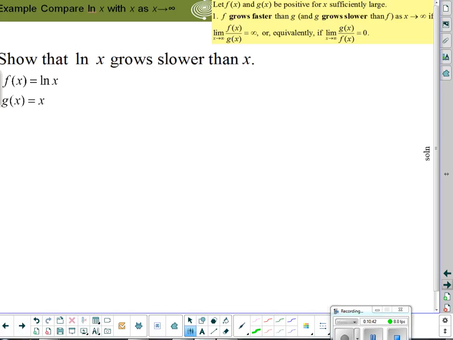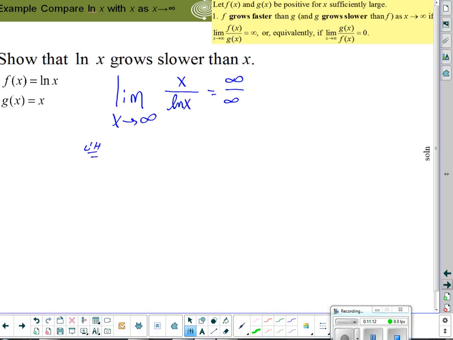This one says, show that ln x grows slower than x. You can select whichever way you want to design. We want to look at the far right reaches, so we're going to let x go to infinity. I'm going to throw x on top over natural log x. And if I do that, I get infinity over, put in natural log of infinity, that'll be infinity. All right, go into L'Hopital's.